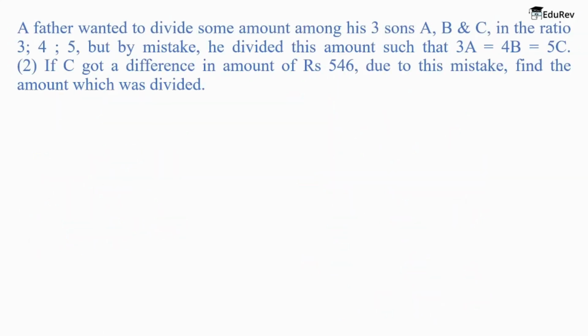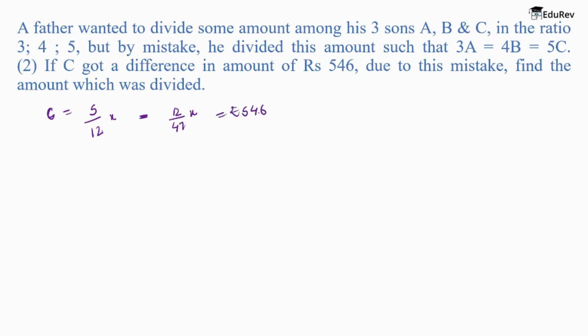Now, the second part of the question says, if C got a difference in amount of rupees 546 due to this mistake, find the amount which was divided. Now, the ratio of C was 5/12 of X, and by mistake it was 12/47 of X. Right?